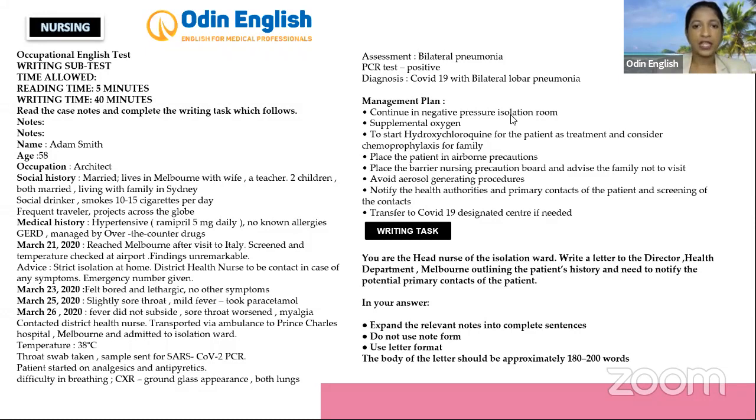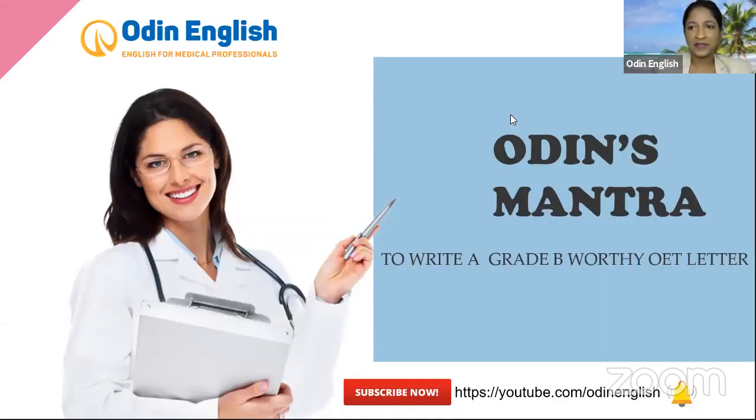Okay, so let's move forward to the step-by-step method of writing. A few of you might have attended our first session about writing classes, so I'll go through it once more for the new ones and also for the old ones just to brush it up. This is our mantra to write a grade B worthy OET letter. If you follow this and implement it correctly, you can get a B grade mostly. So try to follow this technique.